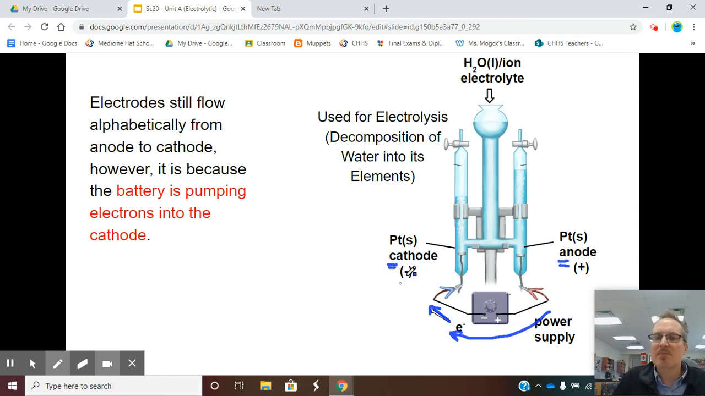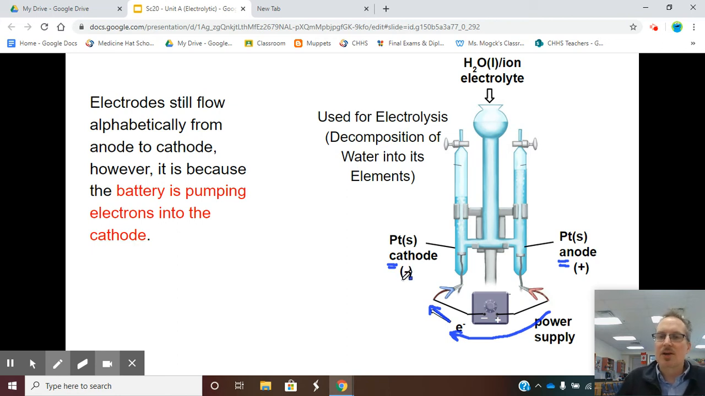So if you want to remember Mr. Kemp's goofy rules, oxidation is still where the anode is. Reduction is still where the cathode is. Goofy rule number 1: the cathode is now negative, the anode is positive. That's a change of rule. Okay. Electrons still flow alphabetically from anode to cathode.